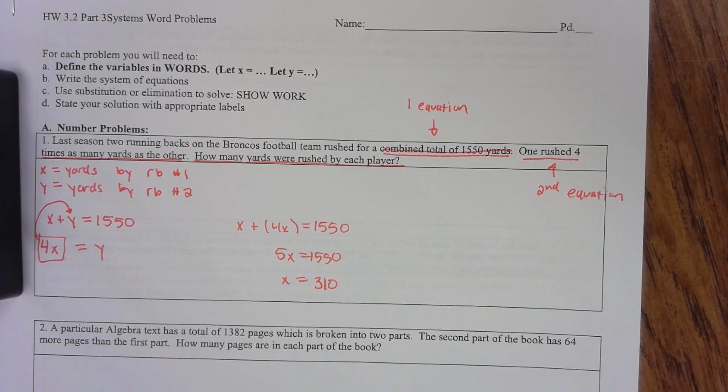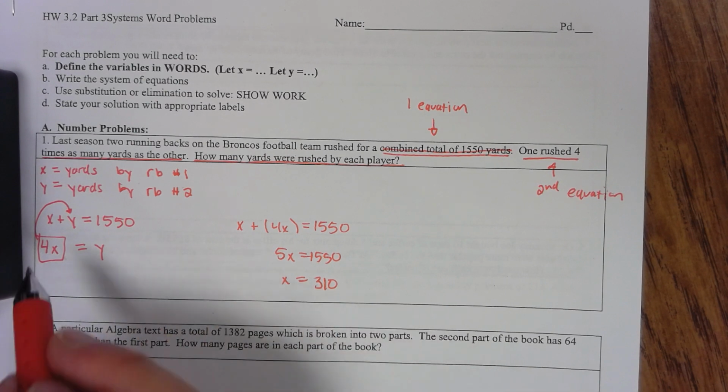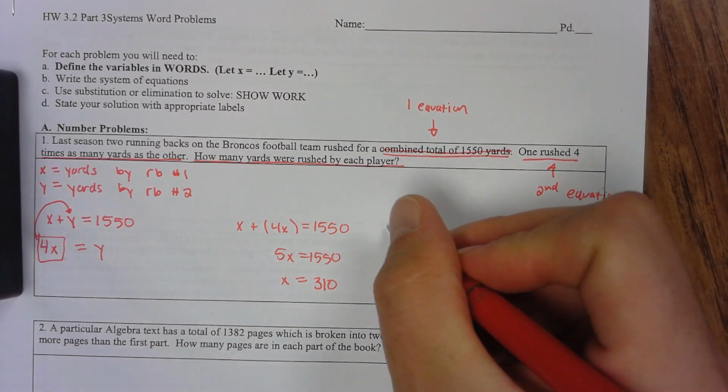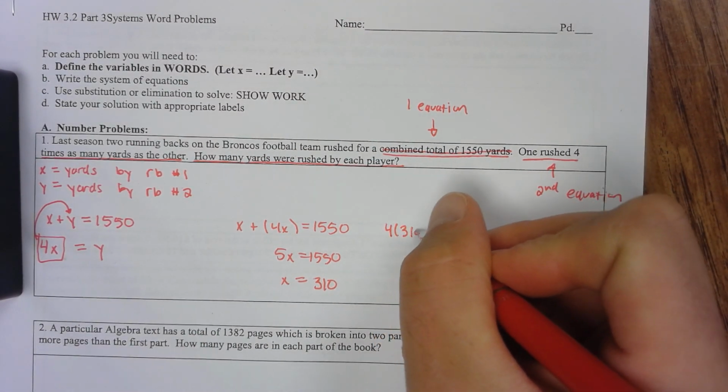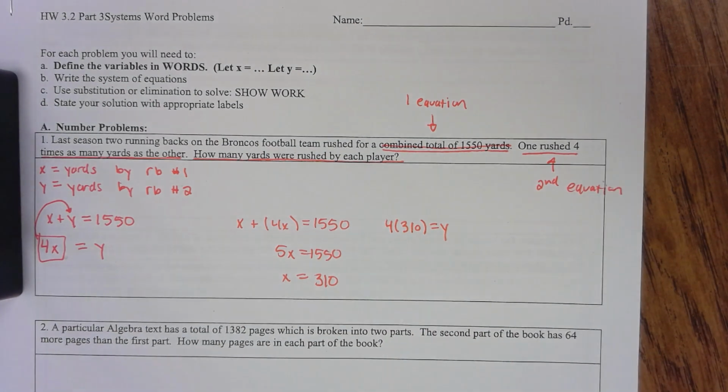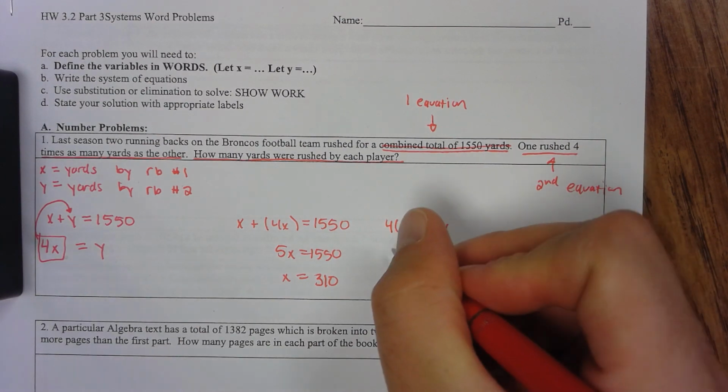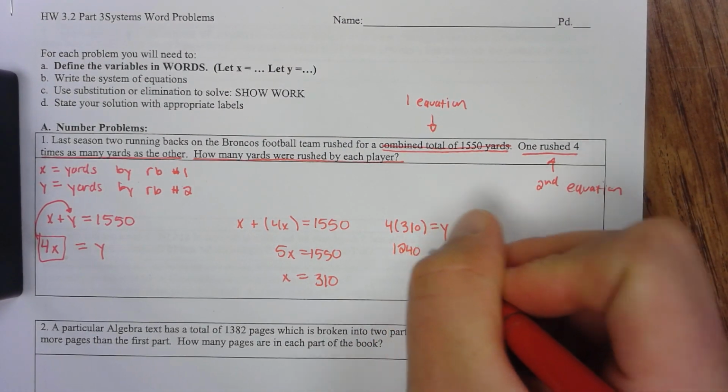Now that we know X, we can find Y by plugging that back into the other equation. So 4 times 310 equals the number of yards that running back 2 ran for, which is 1,240.